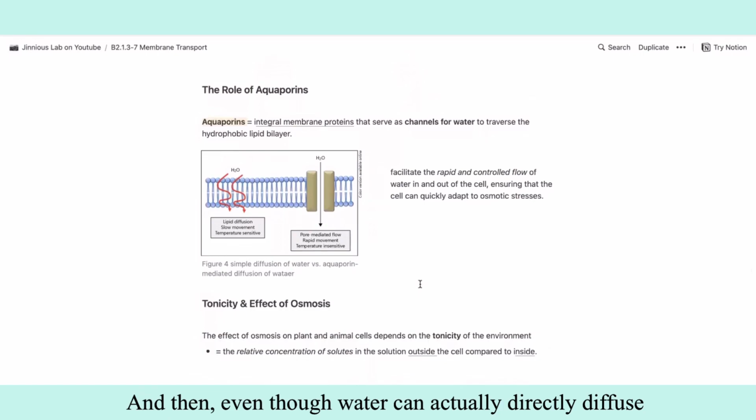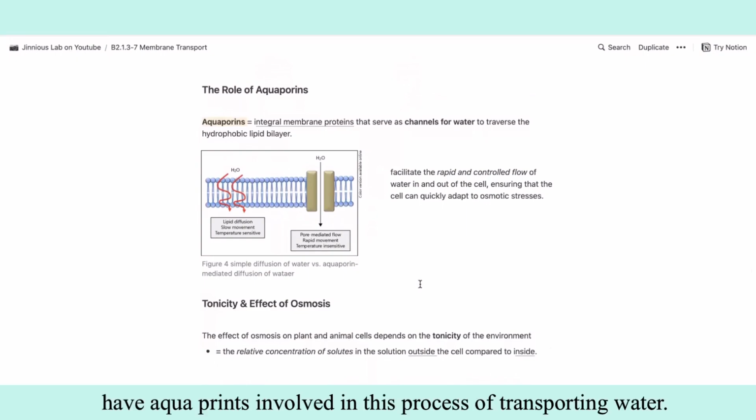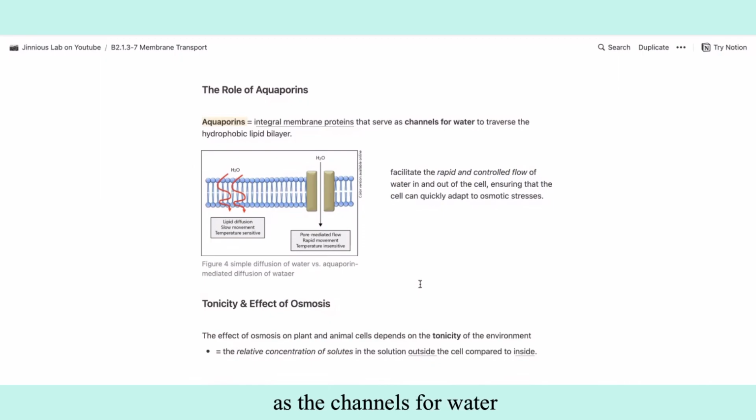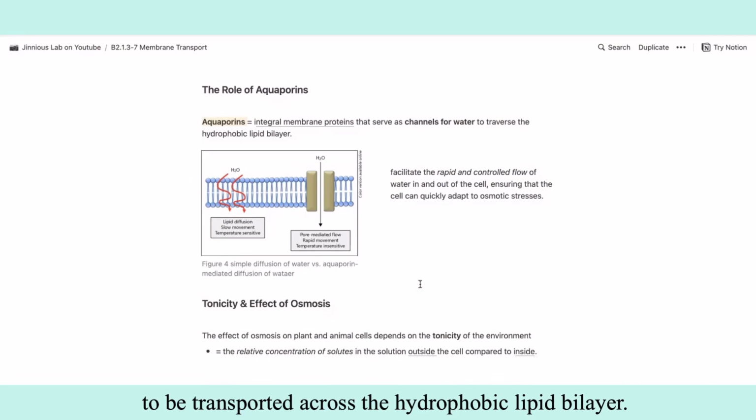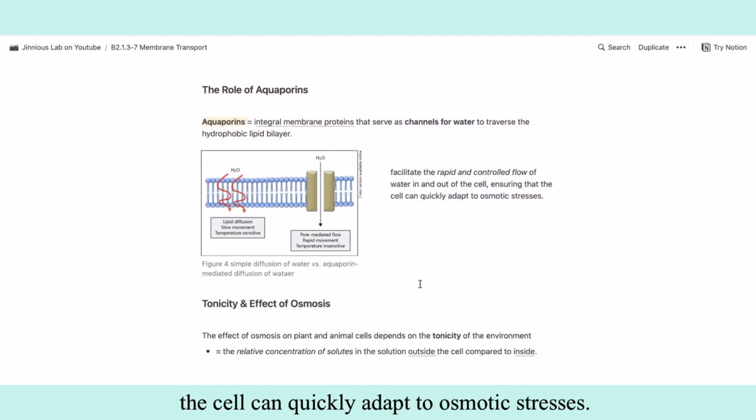And then, even though water can actually directly diffuse across the cell membrane, we also have aquaporins involved in this process of transporting water. Aquaporins are integral membrane proteins that serve as channels for water to be transported across the hydrophobic lipid bilayer. They allow the rapid and controlled flow of water in and out of the cell, ensuring that the cell can quickly adapt to osmotic stresses.